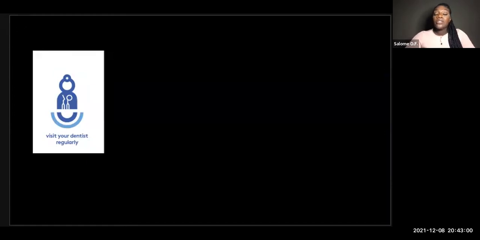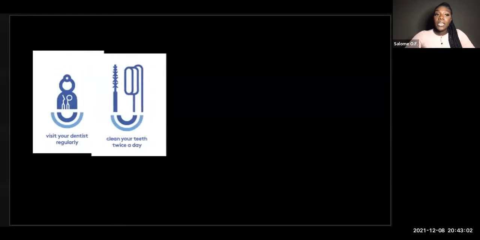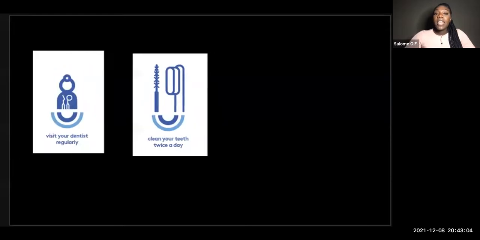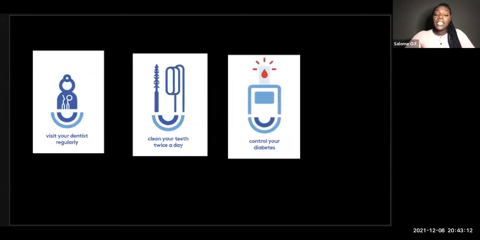But in the long run, you've invested in yourself and you are healthy. You want to make sure you're brushing twice a day, flossing nightly, like I demonstrated to you. And then you want to make sure you're controlling your diabetes and all your other systemic conditions. If you have diabetes, make sure that it's controlled. And that's pretty much about it.